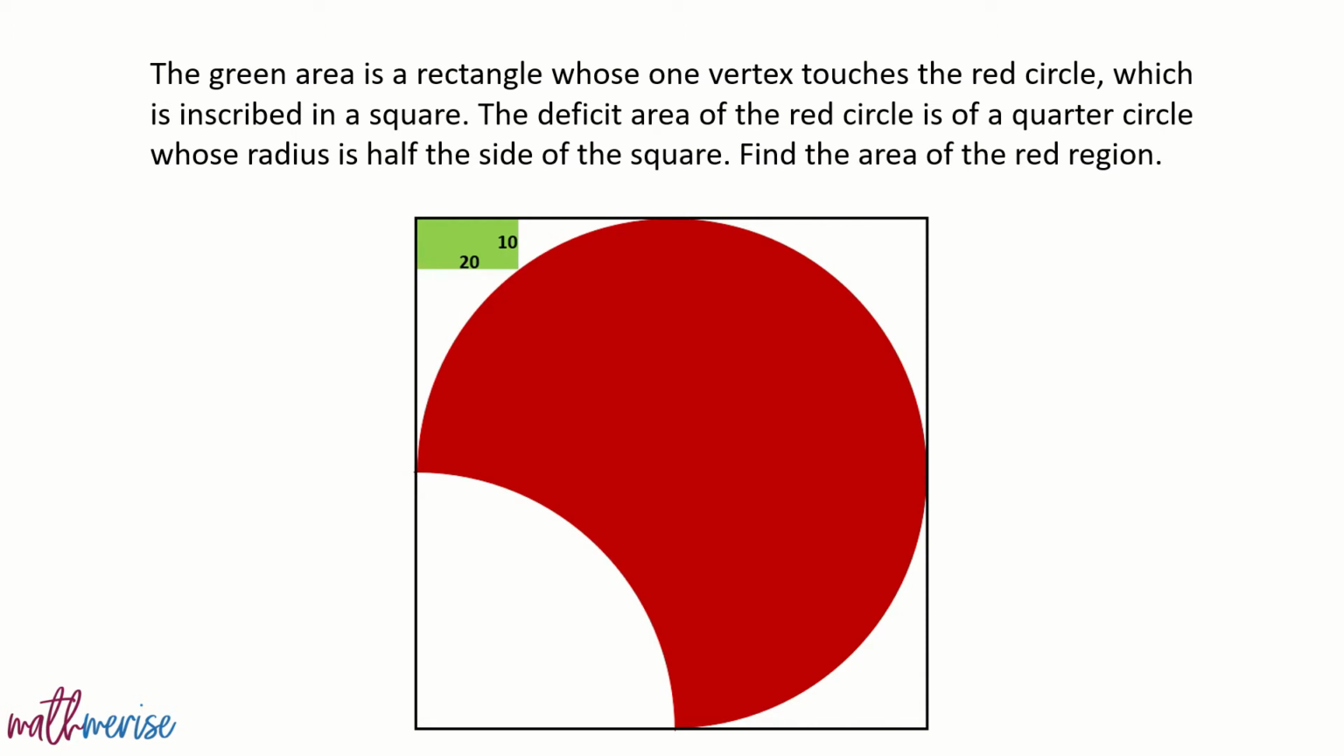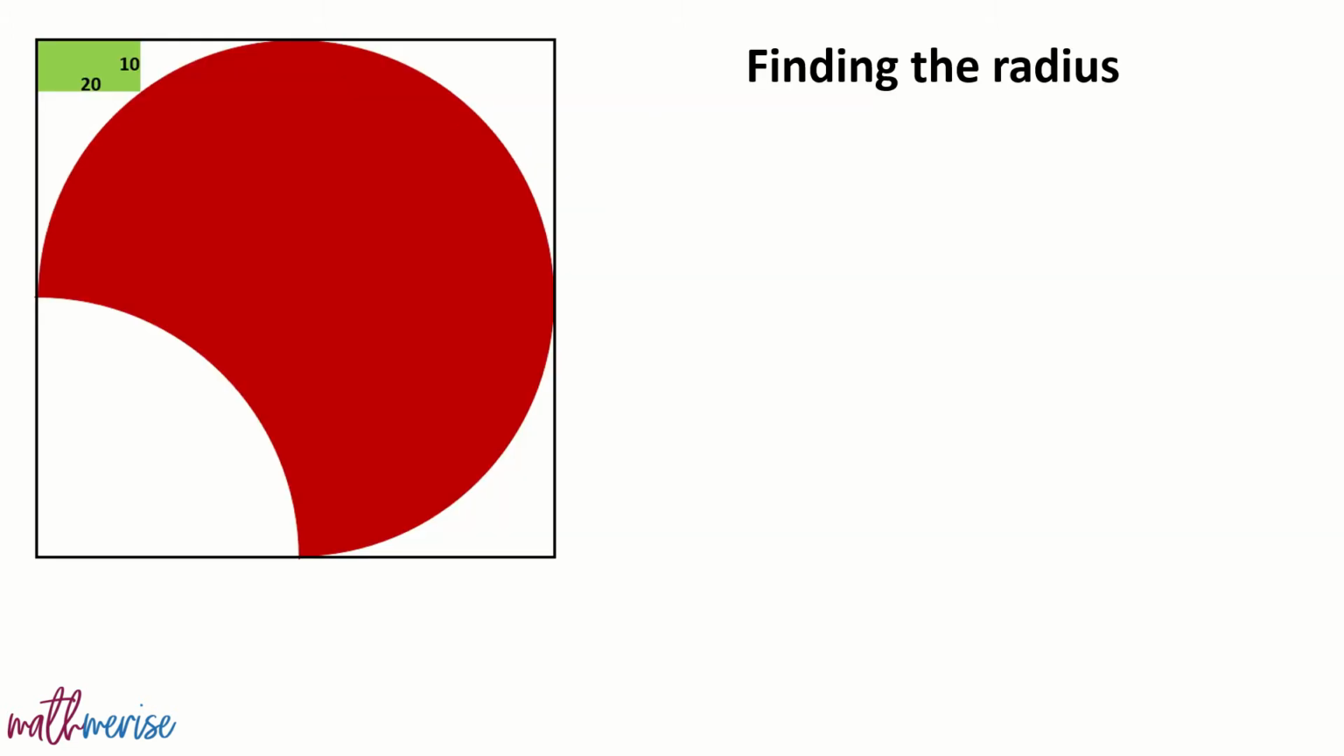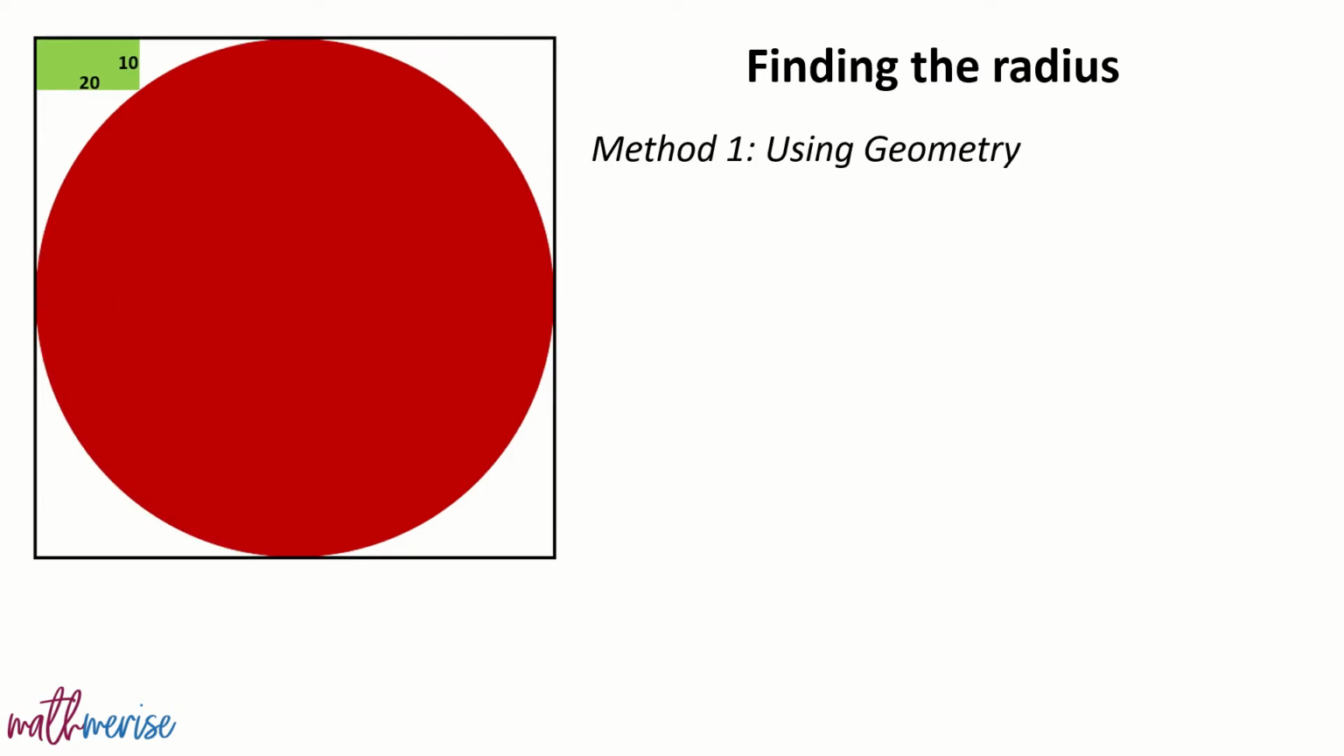We will break this question into two parts. In step 1, we will find the radius, and in step 2, we will find the area of the red region. To find the radius, we will first assume the remaining part of the circle. We will solve this problem using two methods. First will be using geometry and second will be using coordinate geometry.